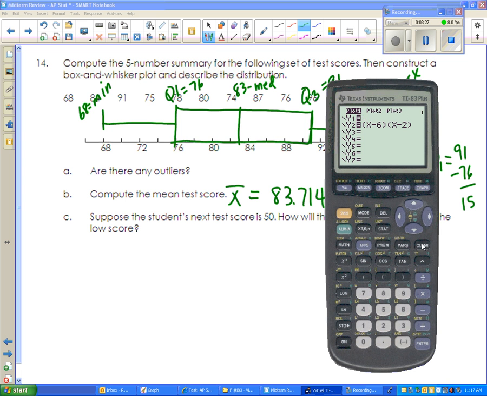I would double check to make sure you don't have any equations in y equals, and then you can just hit zoom 9. And that'll also give you the box plot. If you press trace, this is another way. You'll notice at the bottom of the screen it tells you the min, the Q1, the median, and so forth.